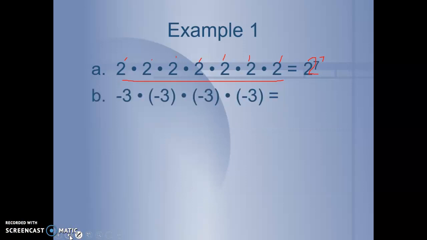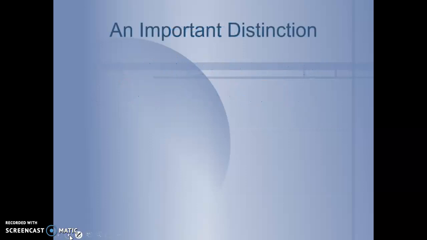Try this one on your own. How would we write that? If you said negative 3 to the 4th power, correct. Please notice that that negative 3 is in parentheses, and we're going to talk about that in just a second. An important distinction is this. Without those parentheses, you have negative 3 to the 4th, which means we're taking 3 to the 4th and multiplying it by that negative at the end, making our answer negative.